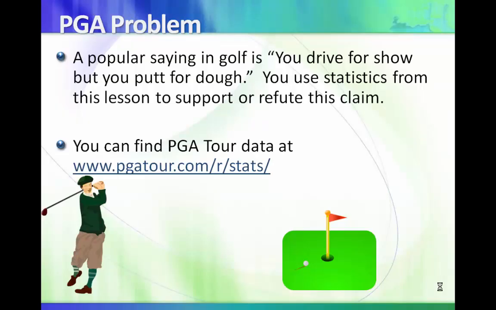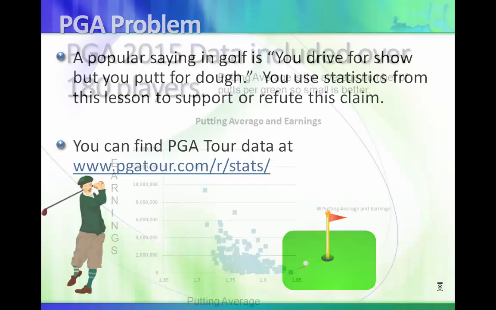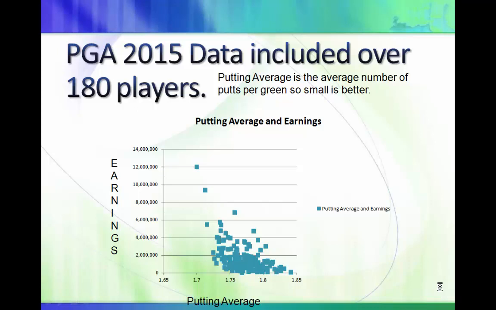Let's look at the scatter plots for the golf data. This one shows the putting average for the 2015 data, which included over 180 players. Putting average is the average number of putts per green, so smaller is better. So you'll notice with smaller putting averages, there appear to be higher salaries.